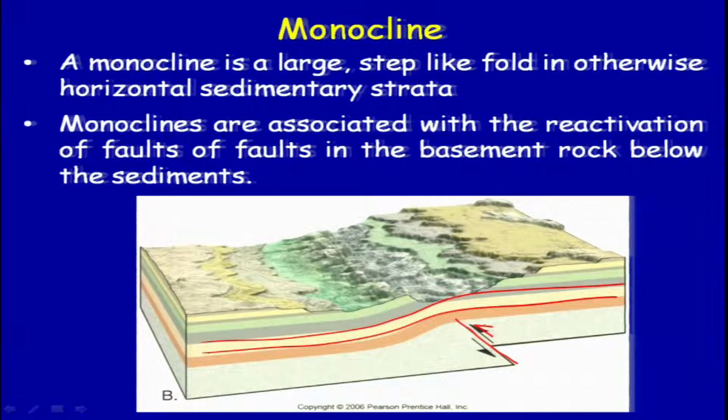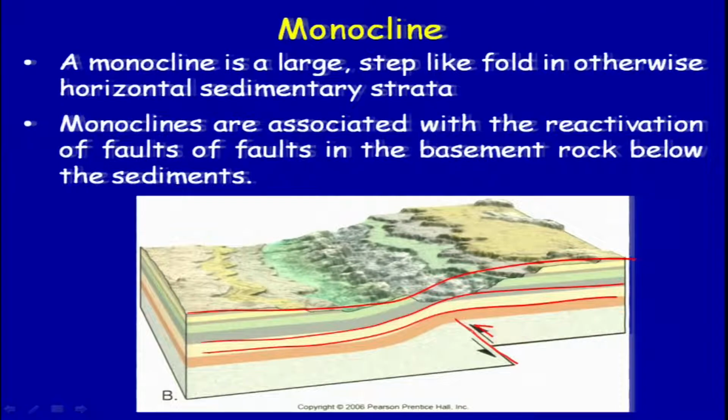So a monocline is a large step-like fold, okay, because on the topography, if you see, you will find a very typical step, okay. So this is what you can call a monocline, okay. So a monocline is a large step-like fold in an otherwise horizontal sedimentary strata, okay. Monoclines are associated with the reactivation of faults in the basement rocks below the sediments.